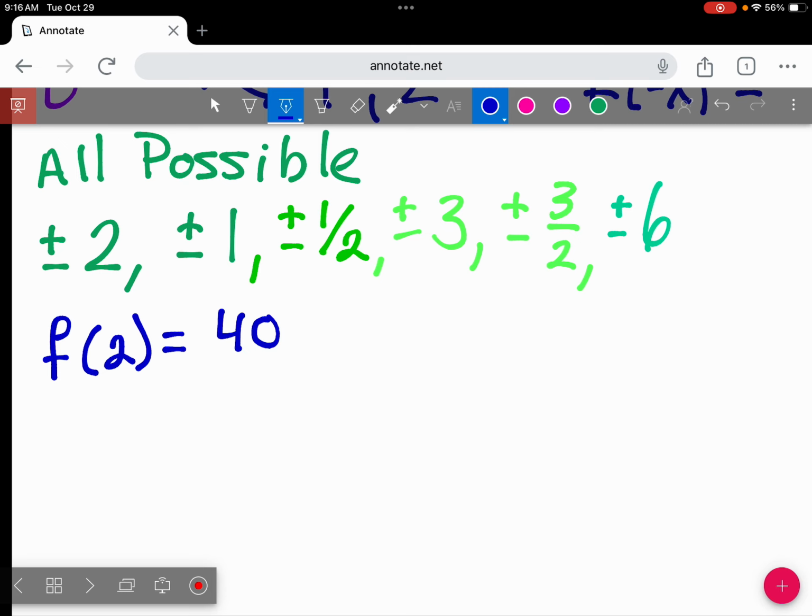Okay, so we know that 2 is not a root. So it's not going to be positive 2. We can do 1. Let's try f of 1. What do you get when you type in 1?